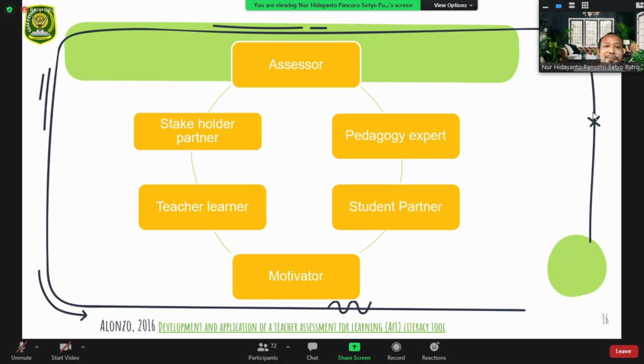In my study, what I found is that sebagian besar mahasiswa kami tahunya peran guru itu ya hanya asesor. They don't even know about pedagogy expert. They don't know that they are student partner. They don't know that they are motivator, teacher learner, and also stakeholder partner. But the question is, how do we find out about our roles as assessor, pedagogy expert, up to stakeholder partner?